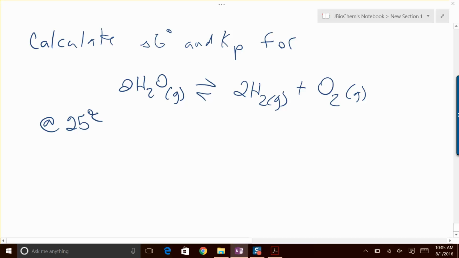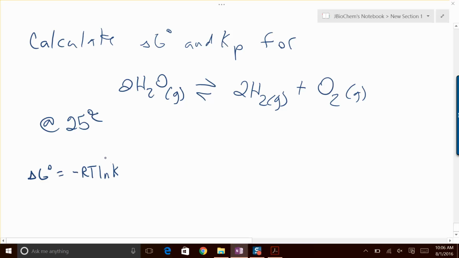How am I going to solve this? How am I going to find the KP? Set G to 0. What equation am I going to use to find the KP? If I had the concentrations at equilibrium, I could do that, right? Which I don't. So what equation am I going to use for thermodynamics to find the KP?